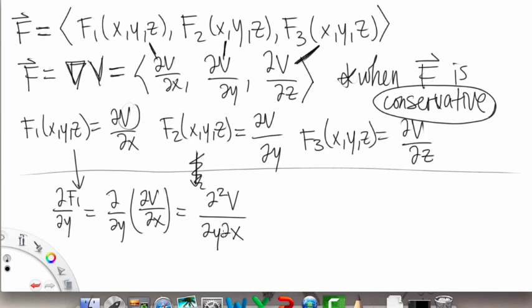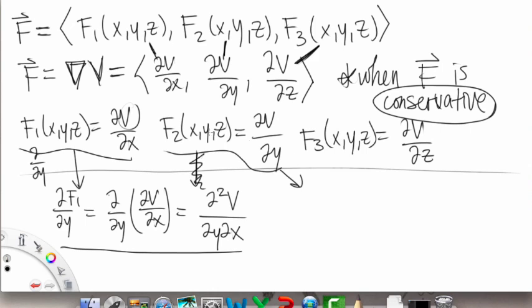It goes kind of backwards here. But anyways, this is what we end up with when we take the partial of y of all of this. And now I'm going to take the partial of f sub 2 with respect to x. So that would be partial of x of f sub 2.